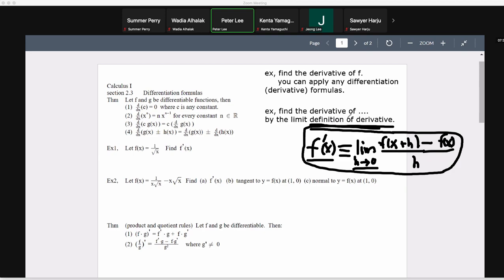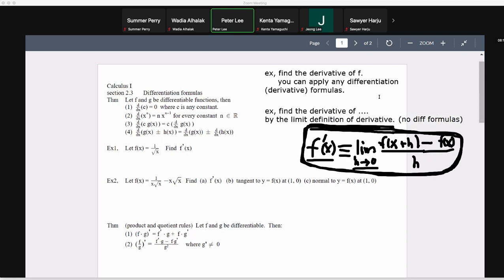So if you see the instruction, find the derivative of so-and-so by the definition of derivative, usually I will call this the limit definition of derivative, because this definition of derivative involves the limit. But if you see the definition of derivative, that means you have to apply this guy now. Not by formulas. No formulas here, no differentiation formulas, or no derivative formulas. Any questions on this instruction?